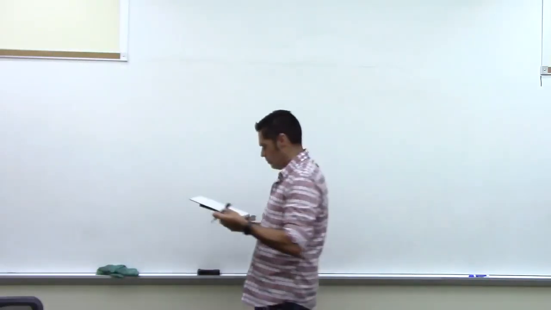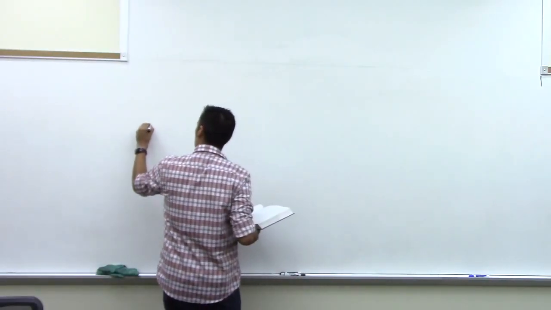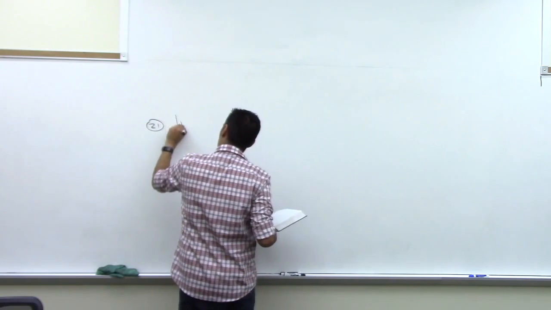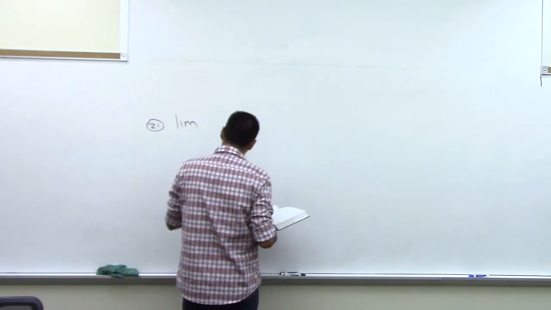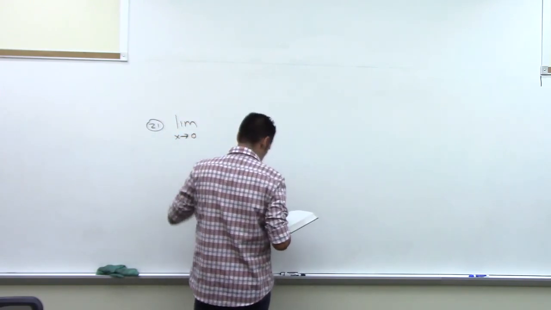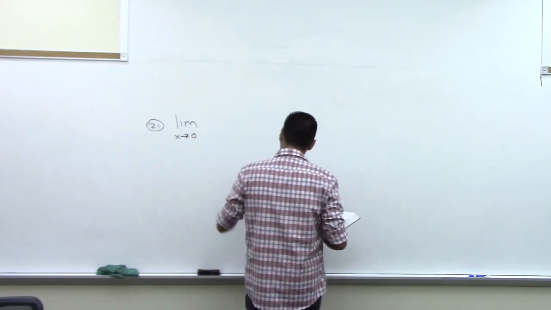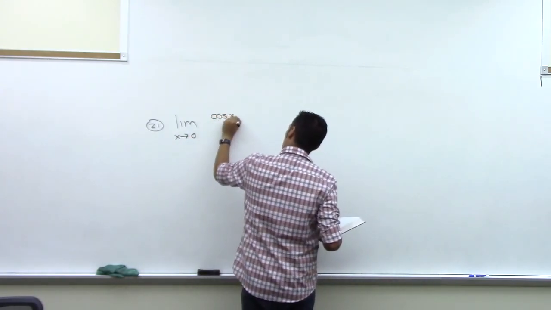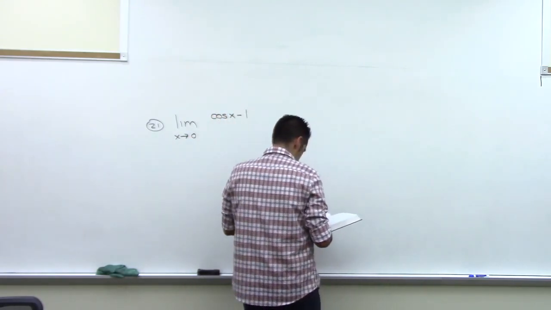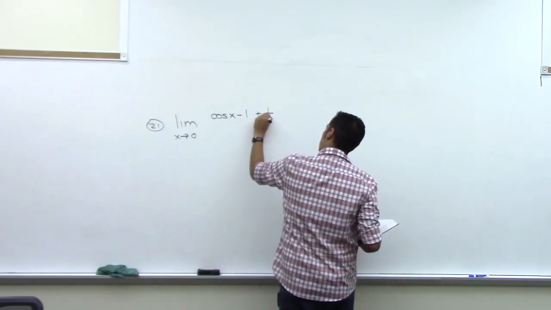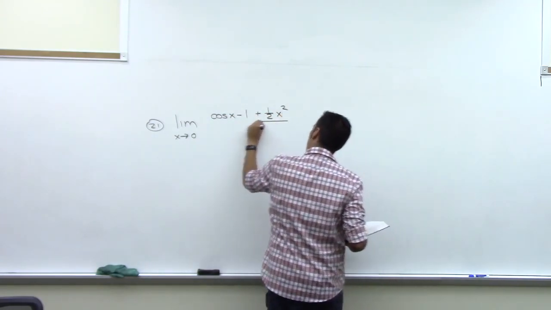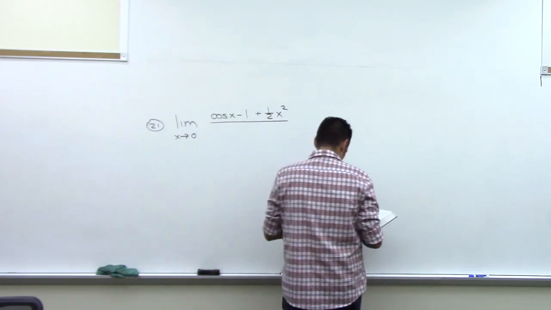1. Limit as x goes to 0 of (cosine x minus 1 plus 1/2 x squared) over x to the 4th.